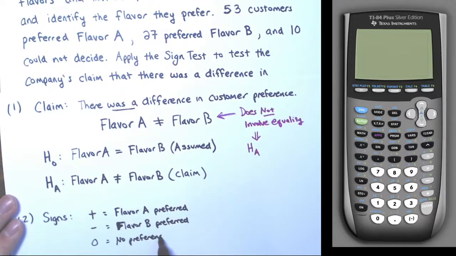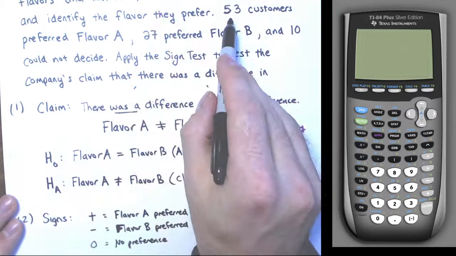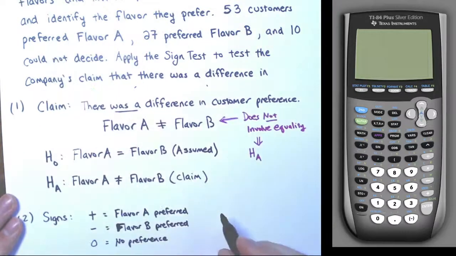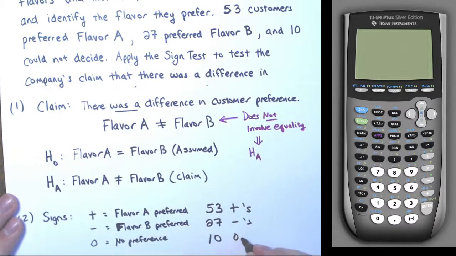No preference. All right. So reading back through the problem, it mentioned of these 90 customers, 53 customers preferred flavor A. So that means I'm having 53 labels of pluses. And 27 preferred flavor B, so I'll have 27 minuses. And 10 could not decide, so 10 zeros. Now the only ones that matter here to me, again, you ignore the zeros, are these two, the pluses and minuses.